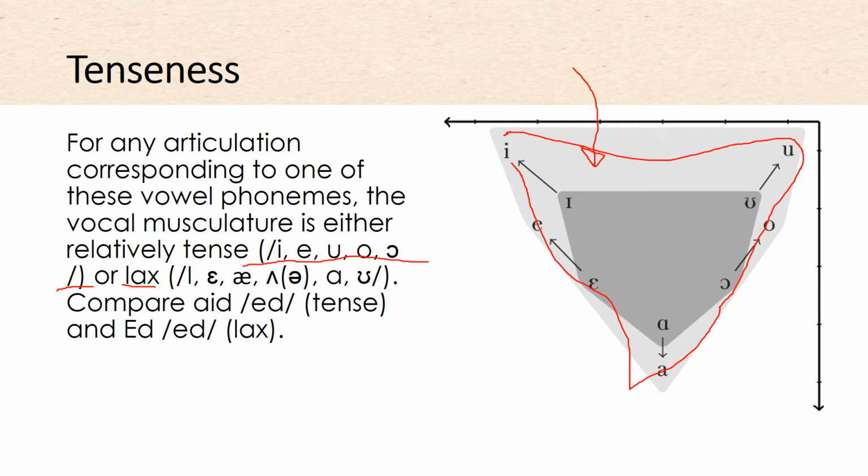Now for the lax, it is more like when the jaw is dropping a little, or these are the short vowels, like the e, a, e. And these are the lax vowels. Let us try to compare the tenseness of these words. When we say aid, there is a tense sound. Now for the ed, this is a lax sound. So that is the tenseness.